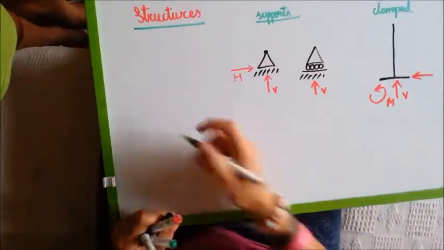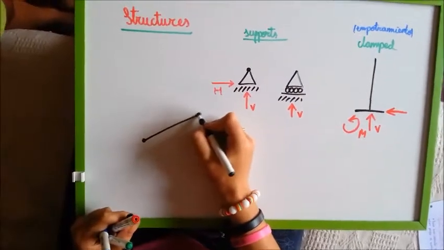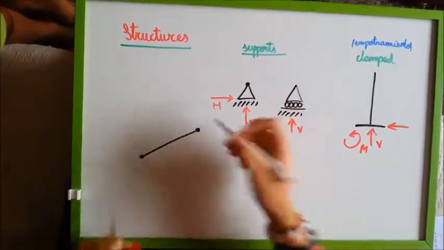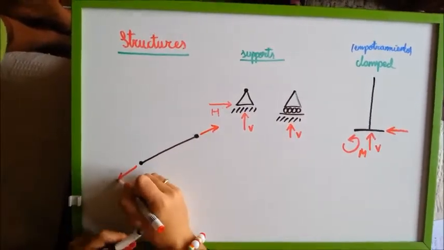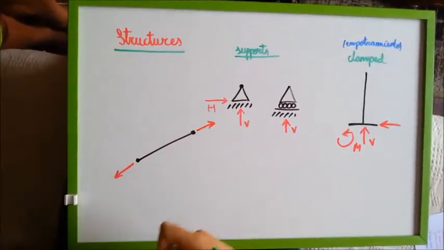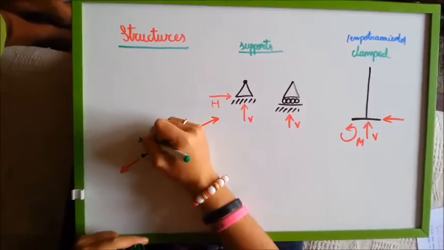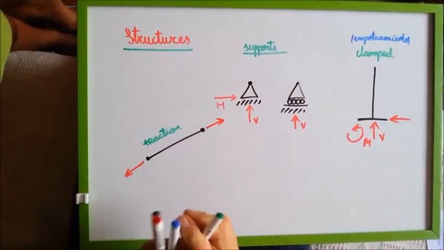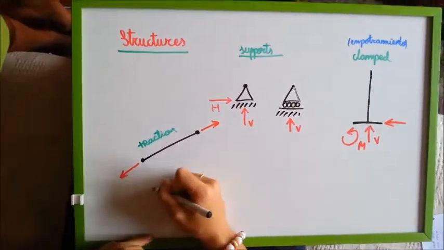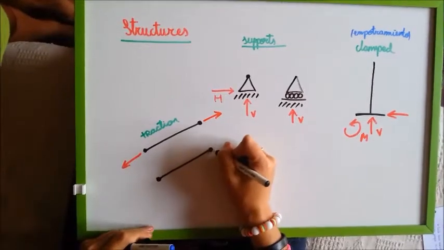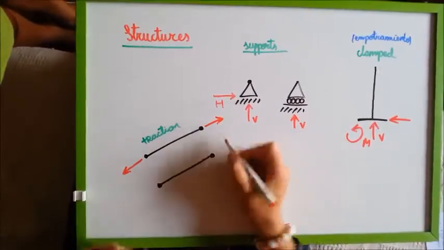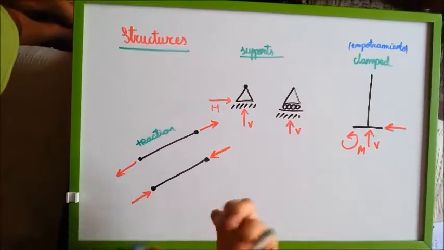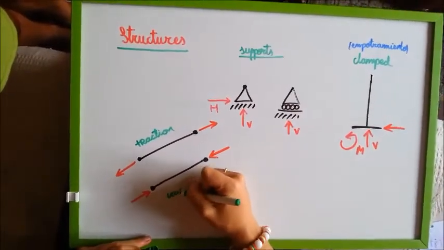Okay, another concept is if we have here a rod, if the forces acting on it are like this, we have to say that this rod is working to traction. But if we have this rod and the forces are in this direction, the rod is working to compression.